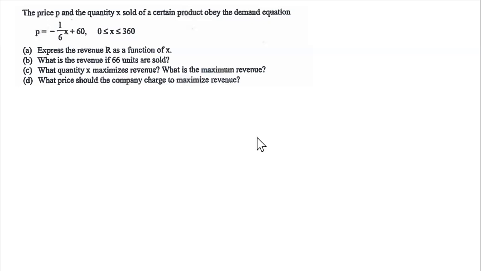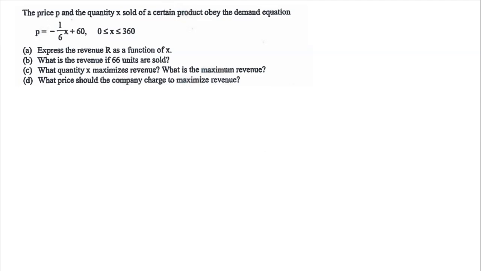Okay, so here we have the price P and the quantity X sold of a certain product obey the demand equation P equals negative 16X plus 60. We're going from 0 to 360. Express the revenue as a function of X.